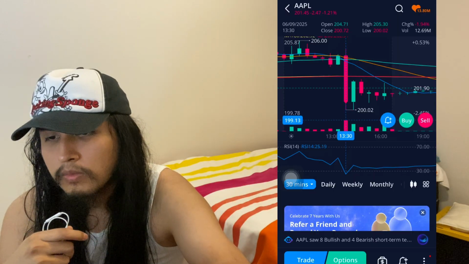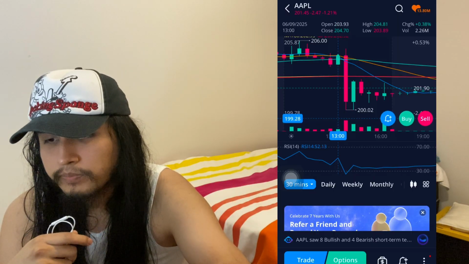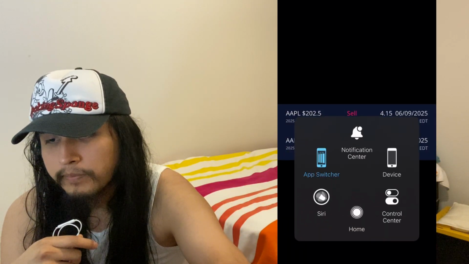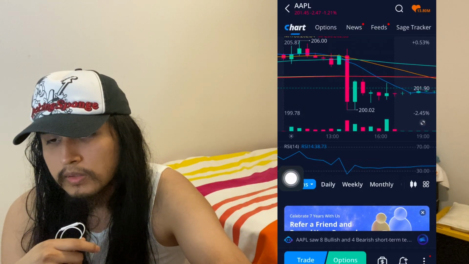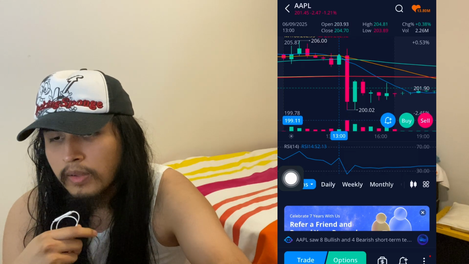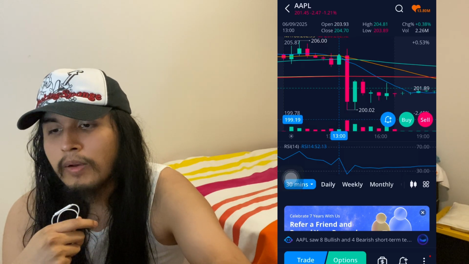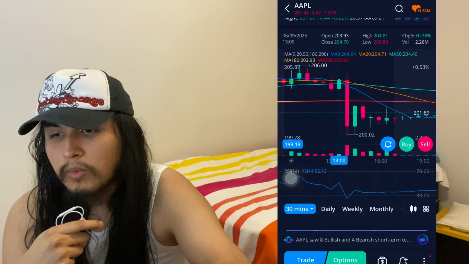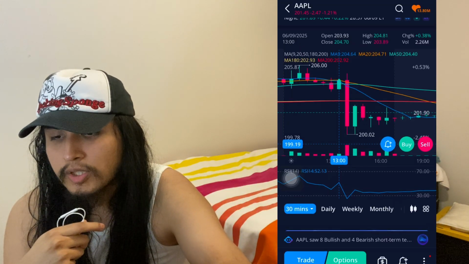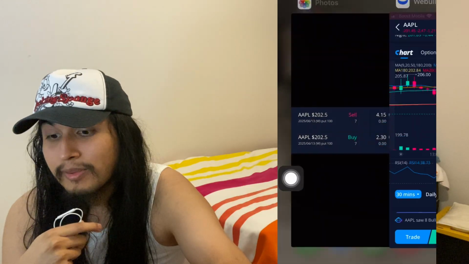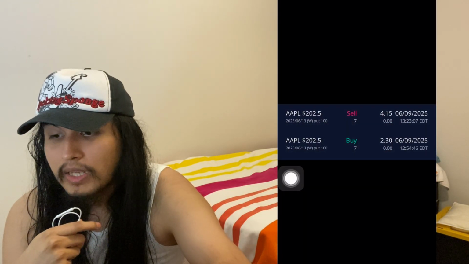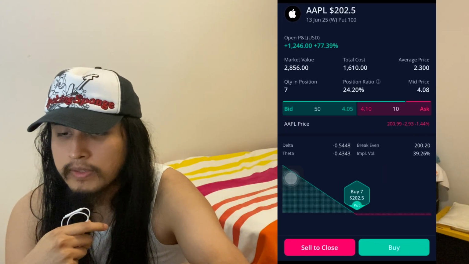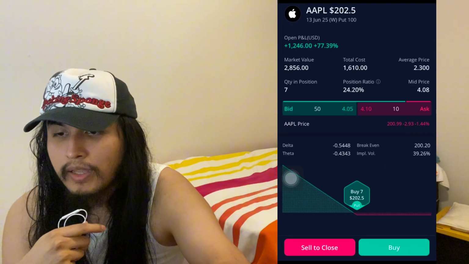So 12:54, yeah, 12:54, which is this candle. So basically on the 13 candle, I played Apple put options as soon as it approached the 20-day moving average, waited for a rejection, and then at 13:23 I sold out the position, making a gain of $1,246 trading Apple put options.